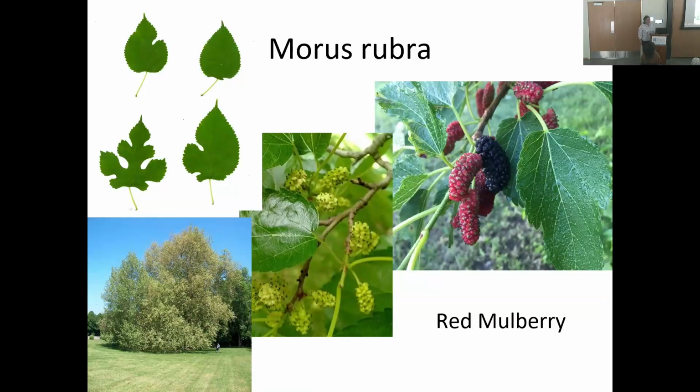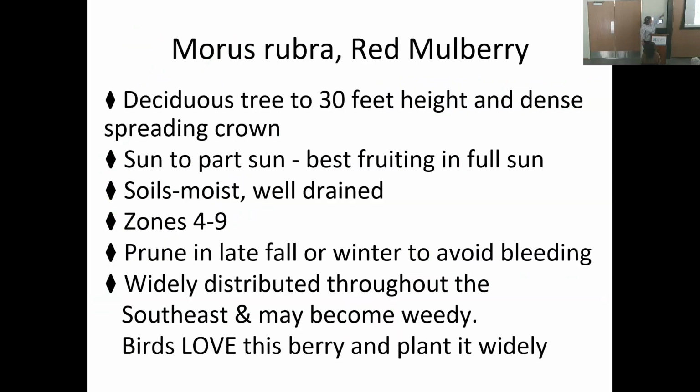Red mulberry, this is one that I added because I thought we need to honor the mulberry. It is a messy tree, very easy to grow. It spreads, deciduous, about 30 feet in height. If you want to try to maintain it, because it is going to really take over, it grows fast. Prune it in late fall or winter, again, to avoid bleeding. It probably would be bleeding if you pruned it now because our temperatures are so warm. Birds love this and they plant it widely.